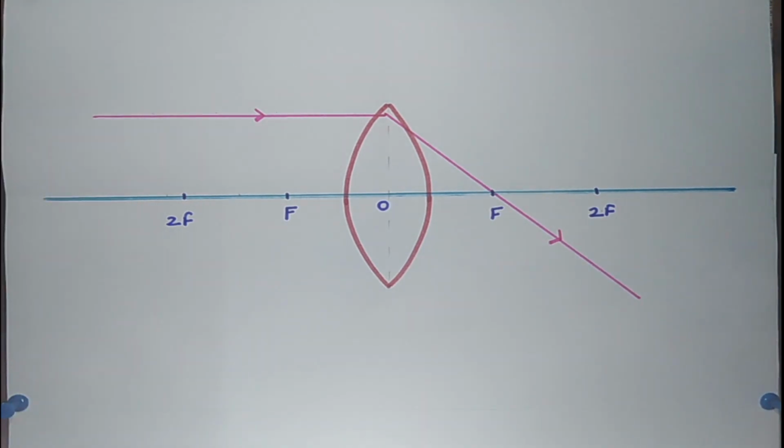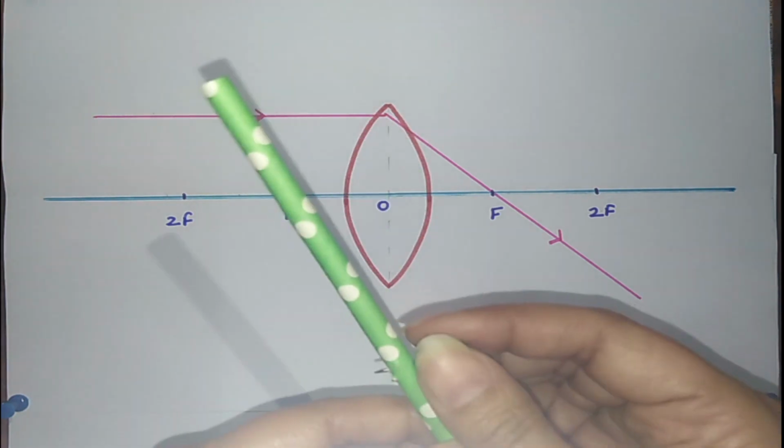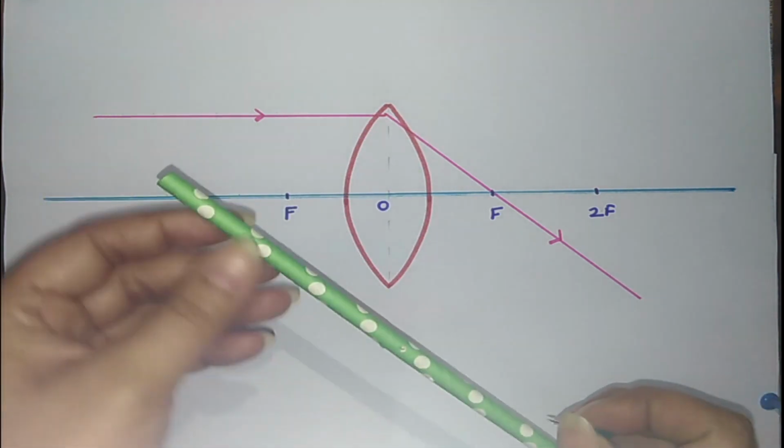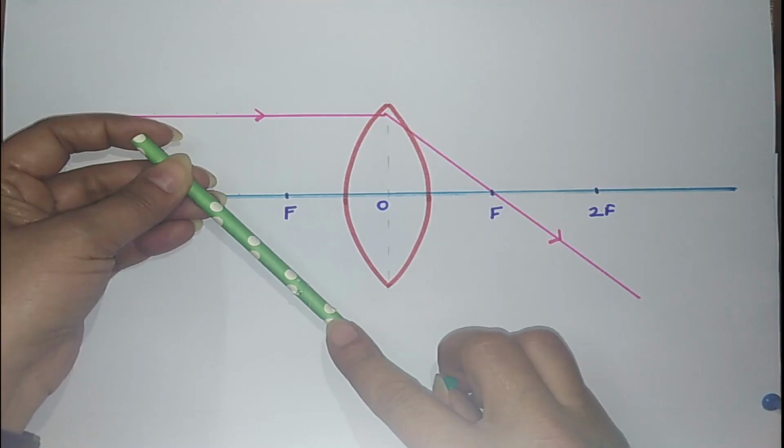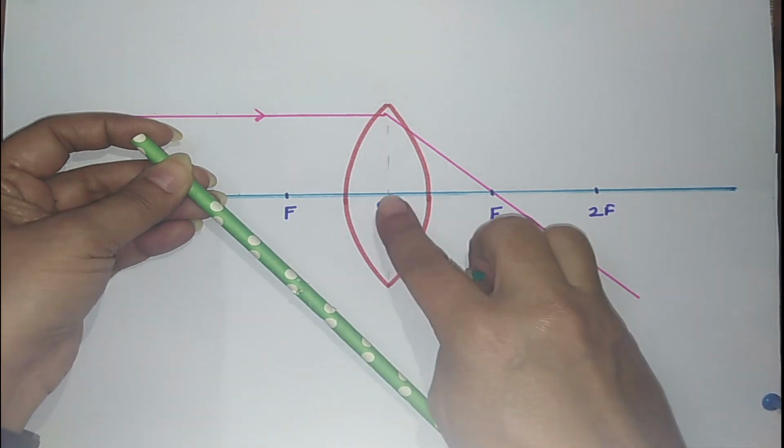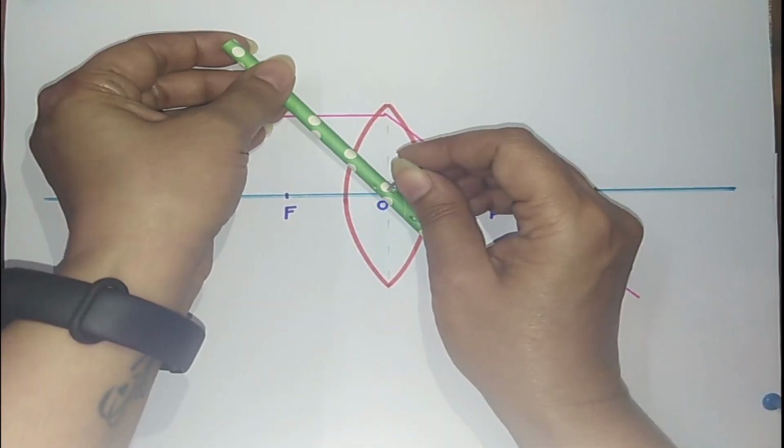To demonstrate the second special ray, I will be using a straw and a board pin. Once you have taken the straw, fix the center of the straw at the optical center using the board pin.